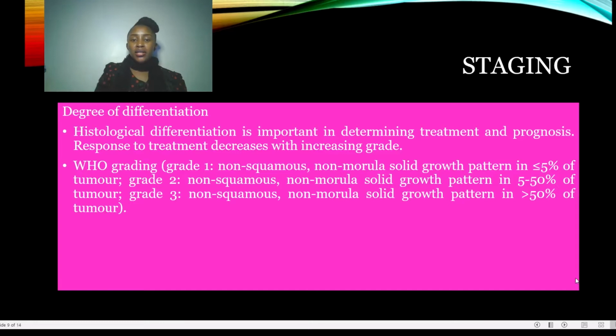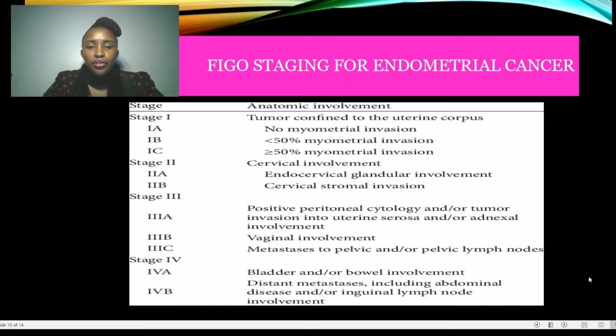WHO grading includes grade 1, which is non-squamous, non-morular solid growth pattern in 5% of the tumor, while grade 2 is non-squamous, non-morular solid growth pattern in 5 to 50% of the tumor, and grade 3 is non-squamous, non-morular solid growth pattern in above 50% of the tumor. We go into FIGO staging for endometrial cancer, which was developed by the World Health Organization again, and we have 4 distinct stages, and all of them will have more than one substage. So we are going to look into the stage and the anatomic involvement in that stage.